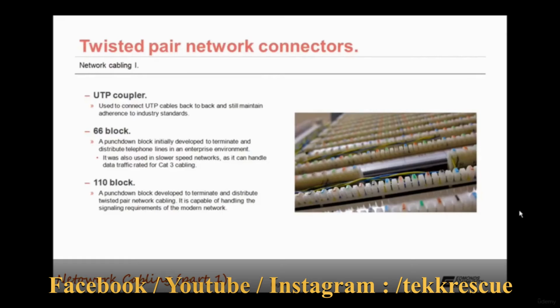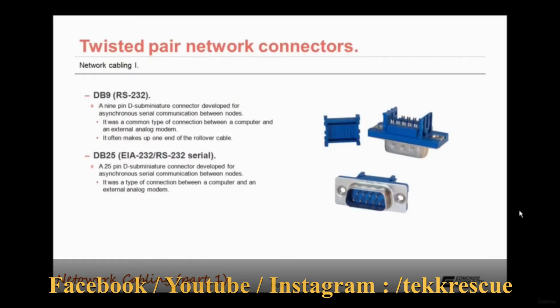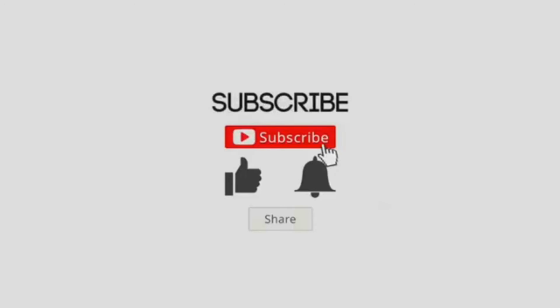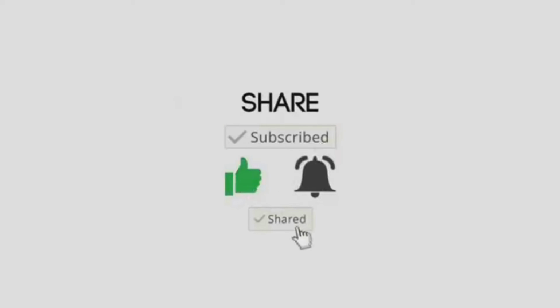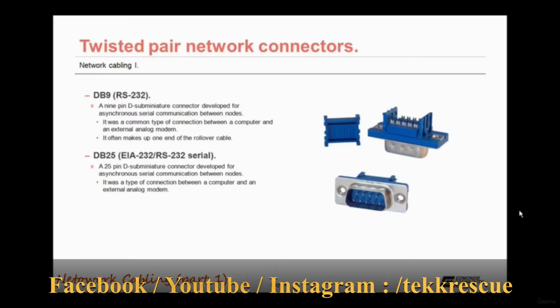Now this is a punch-down block that was developed to terminate and distribute twisted pair network cabling. It's capable of handling the signaling requirements of the modern network. I mentioned the DB9 or RS232 connector earlier. Well, here we go. It is a 9-pin D-subminiature connector developed for asynchronous serial communication between nodes. It was a common type of connector between a computer and an external modem. And as I said earlier, it often makes up one end of the rollover cable.